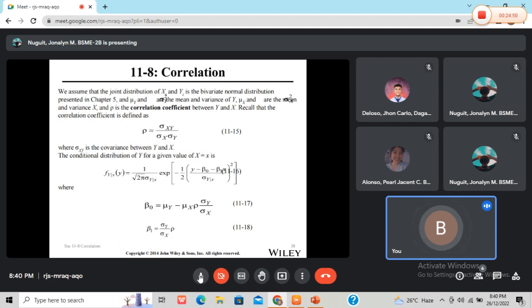Then the conditional distribution of y for a given value of x is f of y given x, which equals 1 over the square root of 2 pi sigma y given x, times exponential of minus 1 half times the quantity y minus beta sub 0 minus beta sub 1 x over sigma y given x, squared, where beta sub 0 equals mean of y minus mean of x times rho sigma y over sigma x, and beta sub 1 equals sigma y over sigma x times rho, the correlation coefficient.